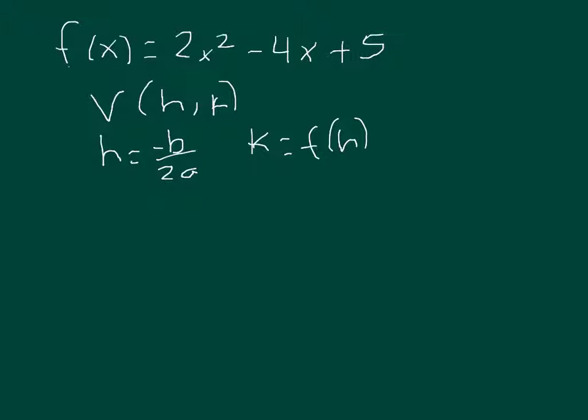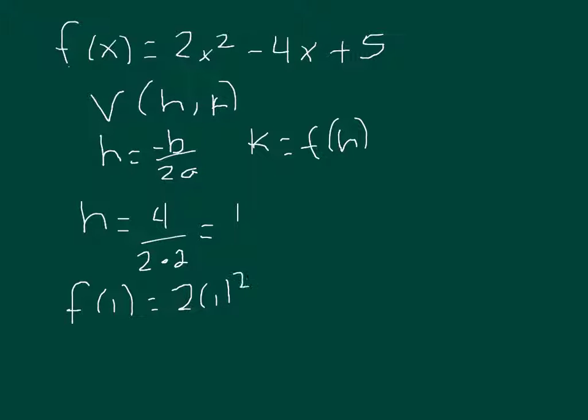So once we do that, if we have the opposite of b would be positive 4 divided by 2 times 2, and so 4 divided by 4 is going to be 1. If we go back up to the function and find f of 1, because f of h, substitute 1 in for the x's, we're going to have 2 times 1 squared minus 4 times 1 plus 5.